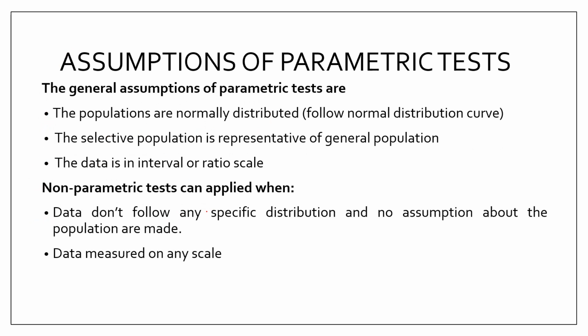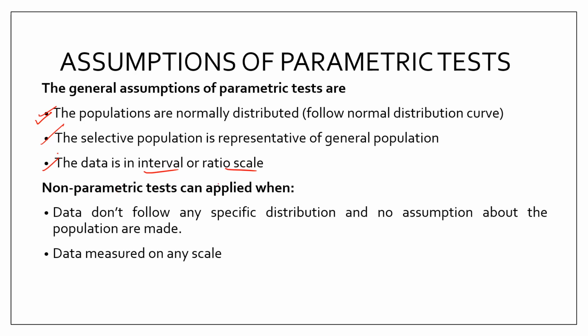The general assumptions of parametric tests are that the population is normally distributed. Normally distributed in the sense that there is a bell shape for the normal distribution, so outliers are very few. The selected population is representative of the general population. It is not a very extreme-end population we are taking, but those who are commonly available and commonly represent the complete population, and the data is on interval or ratio scales.